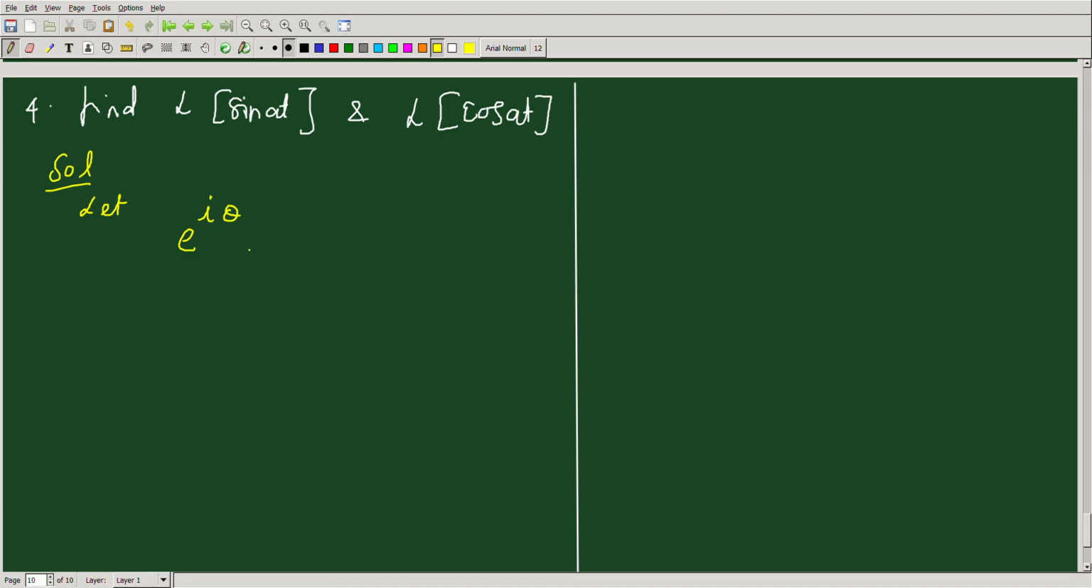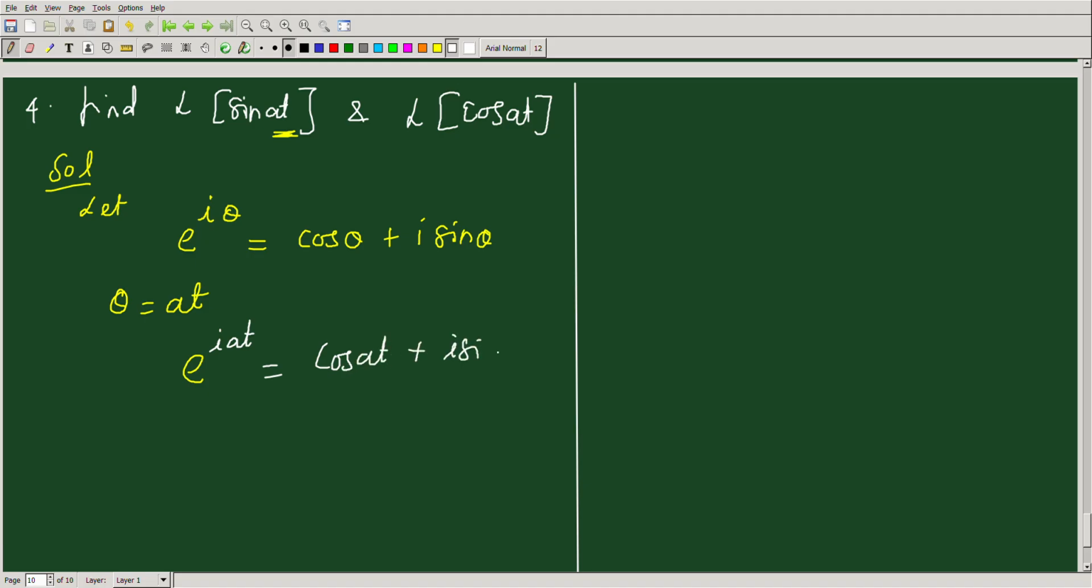So how do we write e power i theta? Cos theta plus i sin theta. You know this formula, right? I am going to take theta equal to at, because we are going to find sin at or cos at. Substitute theta equal to at. So e power i at is equal to cos at plus i sin at, correct?